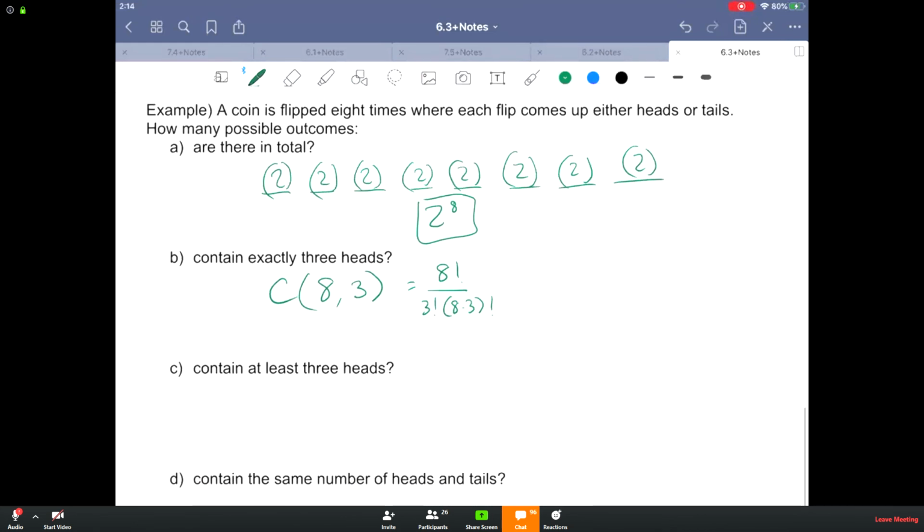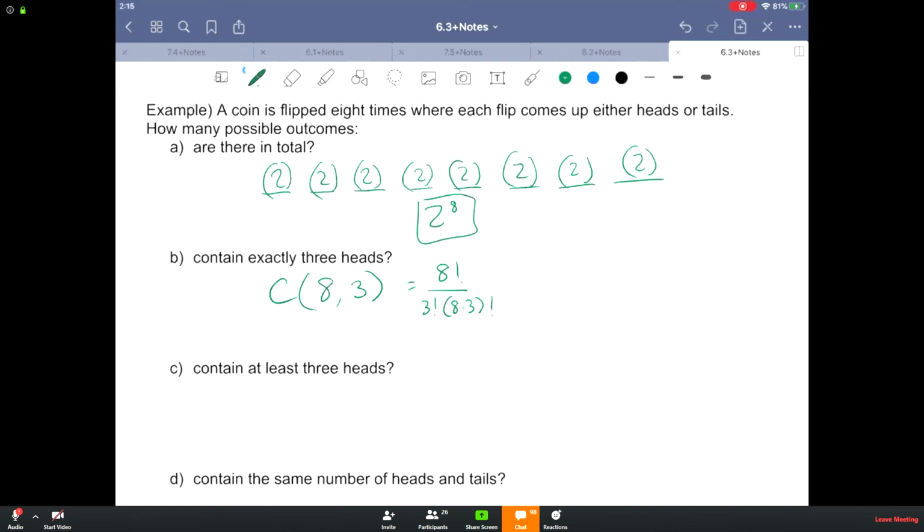All right. Part C then. How many possible outcomes contain at least 3 heads? You can have 3 heads, you can have 4, you can have 5, you can have 6, you can have 7, or you can have 8. That's what at least 3 means. Now, what operation am I going to use to put all those together? I can have 3, or 4, or 5, or 6, or 7, or 8.